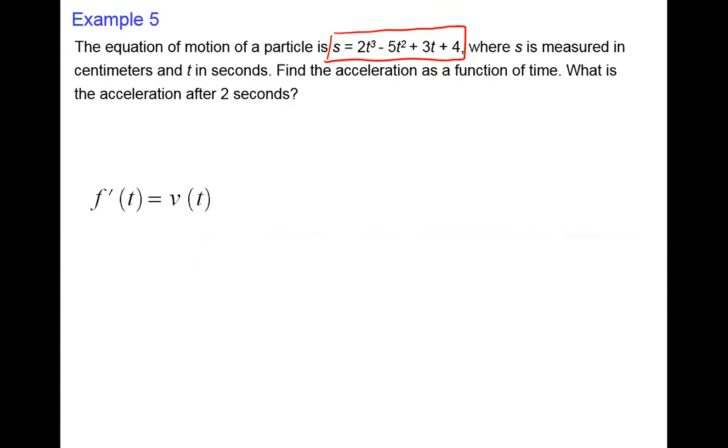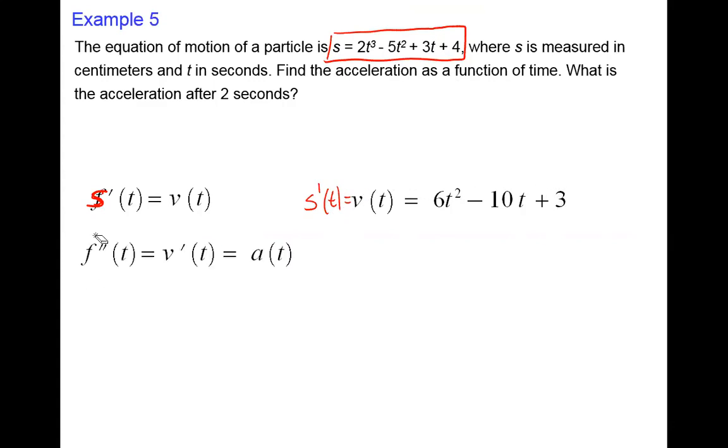That means what we know that derivative of the function is the velocity. I will simply find, okay, I should actually say s prime is just the velocity. That means please remember the first derivative represents the rate of change of distance over the time, which is the velocity. And I hope I did correct. 2t cubed is 6t squared, negative 5t squared is 10t, and 3t is 3. 4 is 0. Okay, now what I have to do, I have to differentiate again.